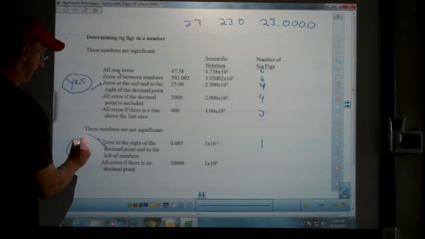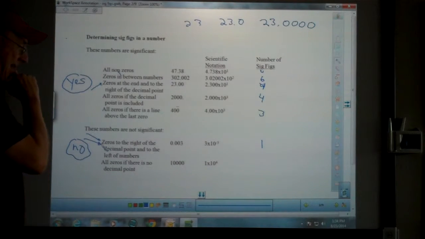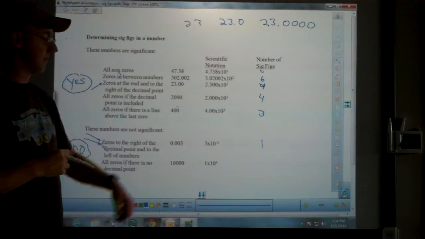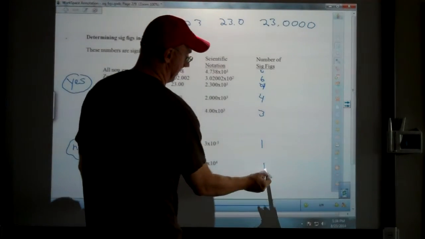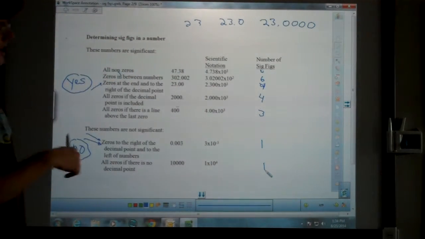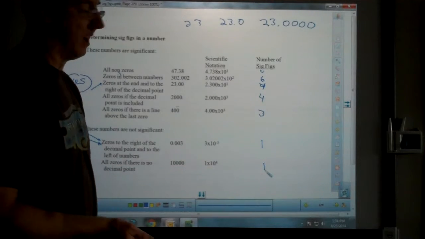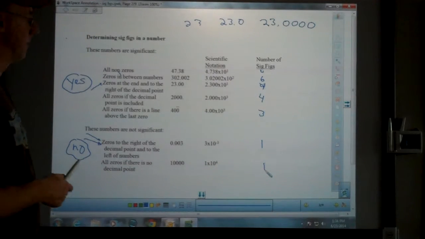I'm going to put a couple arrows by that, just to focus in on that. And if there's no decimal points, all those zeros are not significant. So that only has 1 significant digit. So go ahead and take a look at that, and make sure you're comfortable with that. We kind of breeze through this.